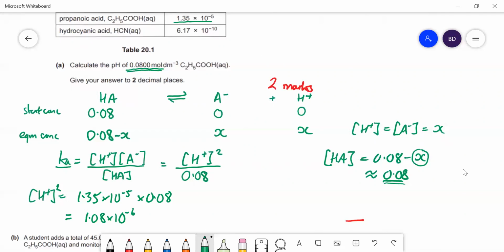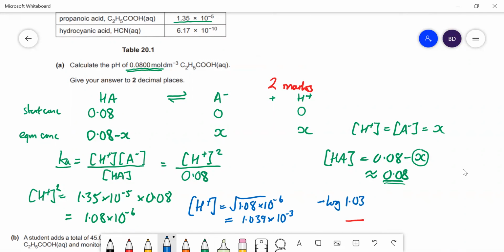Take the square root of that, so H+ concentration is equal to the square root of 1.08 times 10 to the minus 6. That's equal to 1.039 times 10 to the minus 3. So take the minus log of that to get pH, and that is equal to 2.98 to 2 decimal places. So that is the pH of propanoic acid of that concentration.